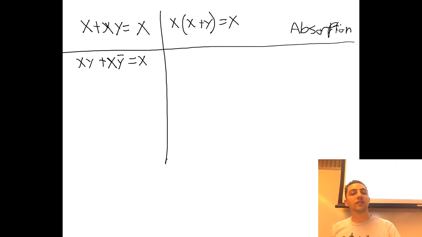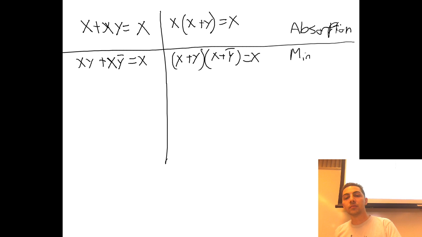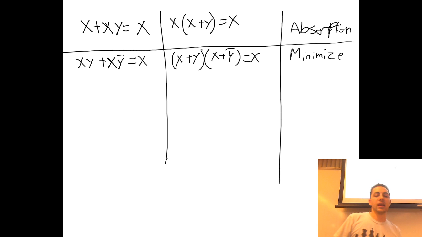Get rid of that stuff. Okay, the reverse of that: x or y ANDed with x or y bar is just x. Minimization property. The idea that if a variable doesn't matter, doesn't affect the equation, we can just get rid of it.